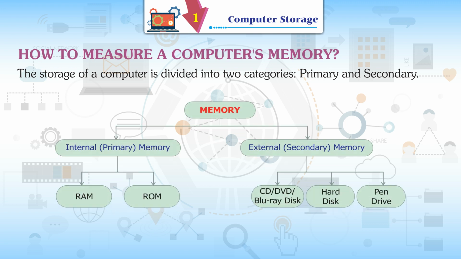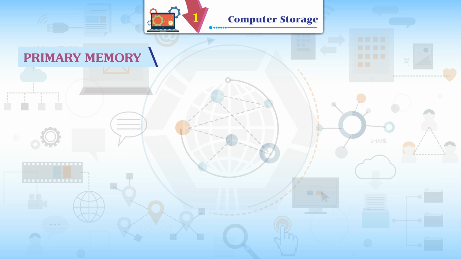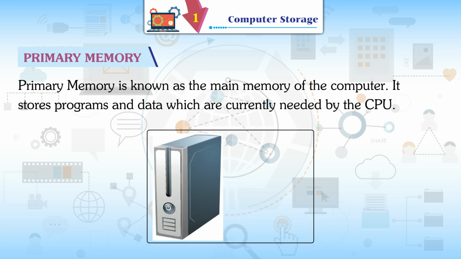Memory. Internal primary memory: RAM, ROM. External secondary memory: CD, DVD, Blu-ray disc, hard disk, pen drive. Primary memory. Primary memory is known as the main memory of the computer. It stores programs and data which are currently needed by the CPU.